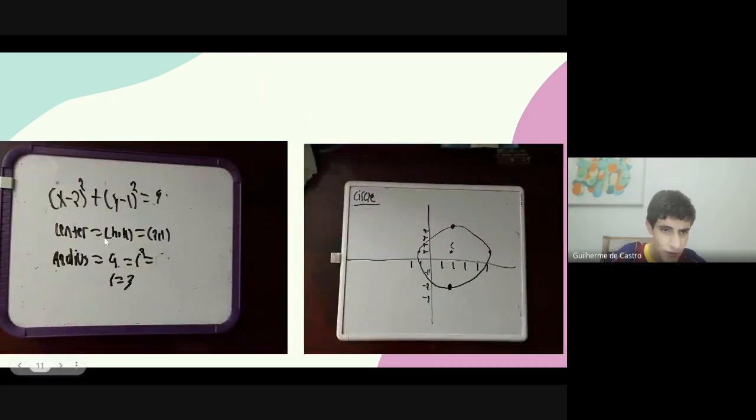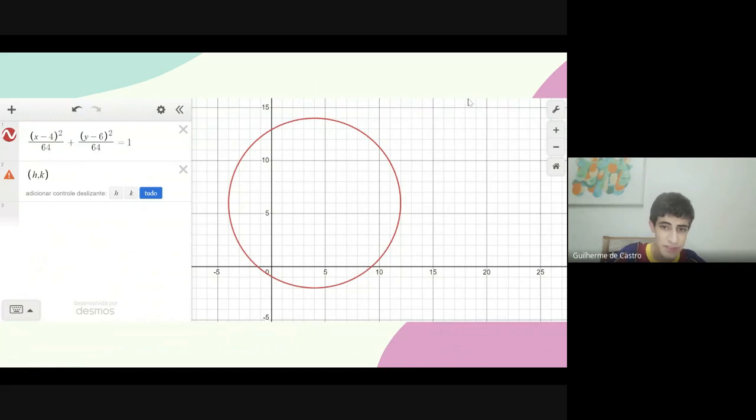You would find your r, your radius, and your center, and then you would go from your center left, right, up, and down. And this is how it looks using technology.